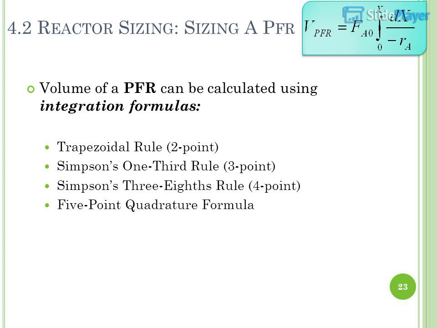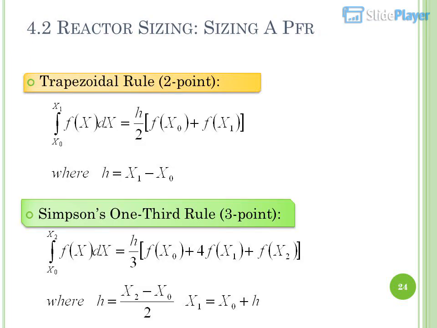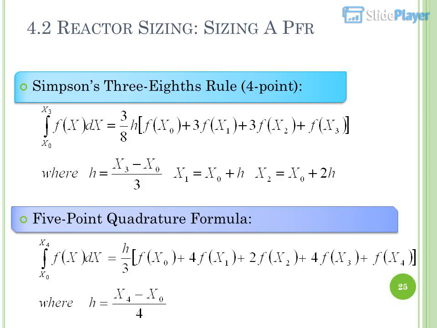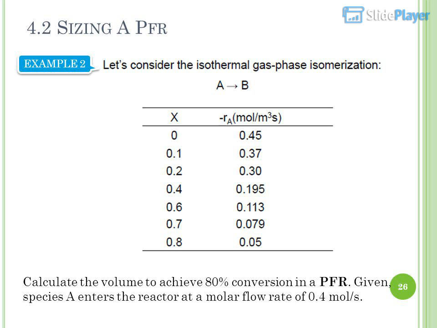4.2 Reactor sizing, sizing a PFR. The volume of the PFR can be calculated using integration formulas: trapezoidal rule, 2 point; Simpson's 1/3 rule, 3 point; Simpson's 3/8 rule, 4 point; and the 5 point quadrature formula.